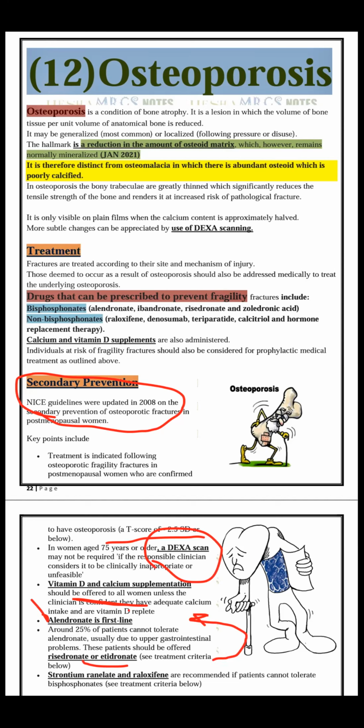You have strontium ranelate. What is this strontium ranelate? It has a dual agent action. It will stimulate the osteoblasts to increase bone deposition, and it will inhibit the osteoclasts to inhibit bone resorption. Raloxifene is a selective estrogen receptor modulator, which will be discussed in the next slide.